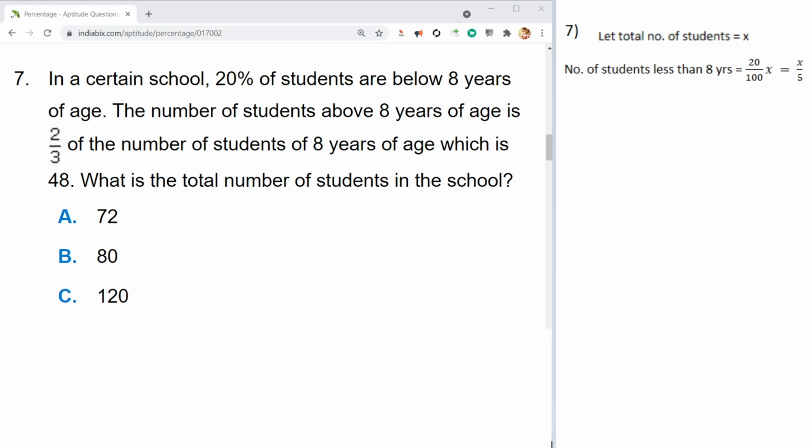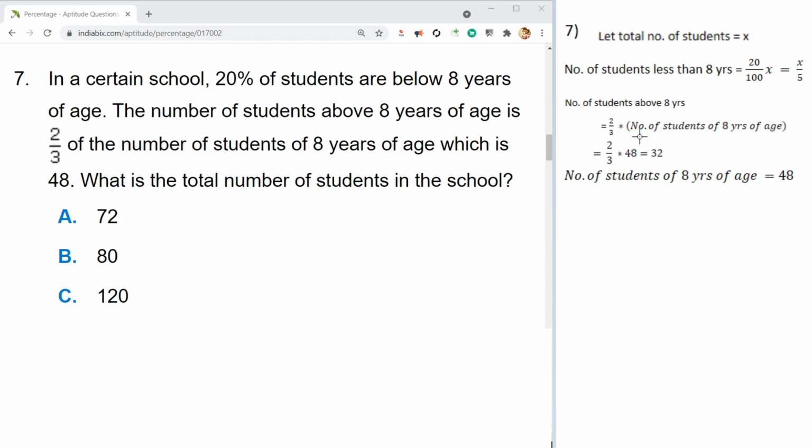That is 20 by 100 into X, that equals X by 5. Number of students above 8 years equals 2/3 of the number of students of 8 years of age. And it is given that the number of students of 8 years of age equals 48. So if you substitute this in the equation for students above 8 years, we get number of students above 8 years equals 2 by 3 into 48, that is equal to 32.